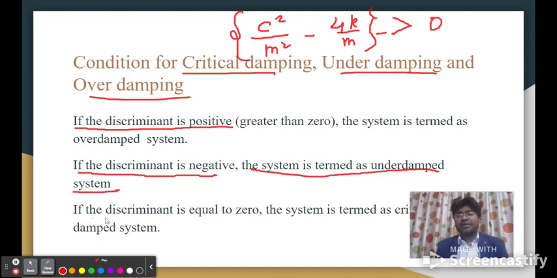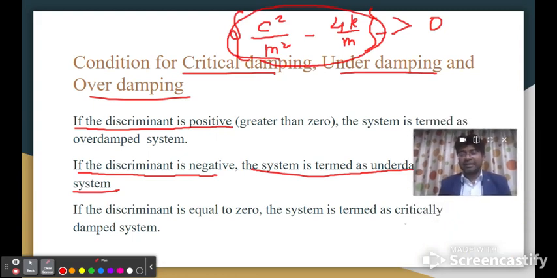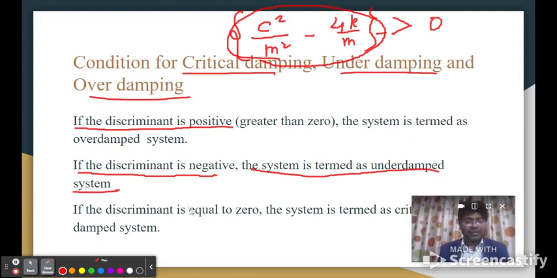Now if the discriminant is equal to 0, the system is termed a critically damped system. It means the roots of the characteristic equation are equal, corresponding to simple decaying motion.